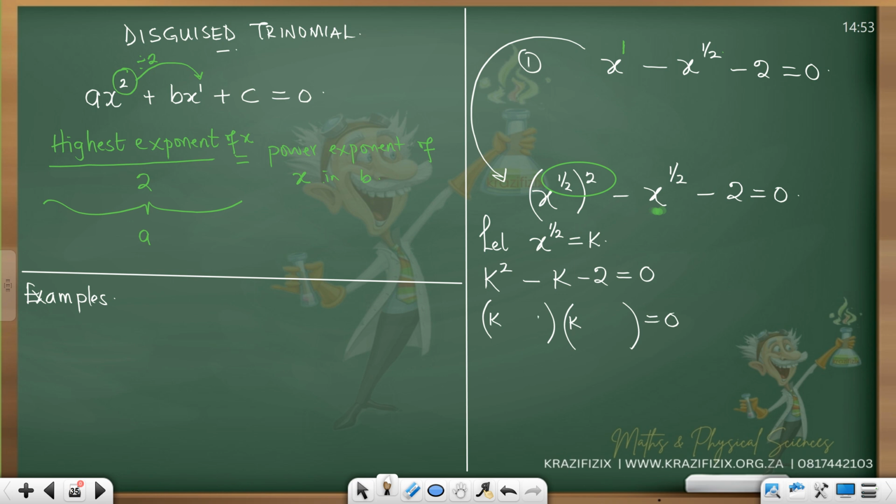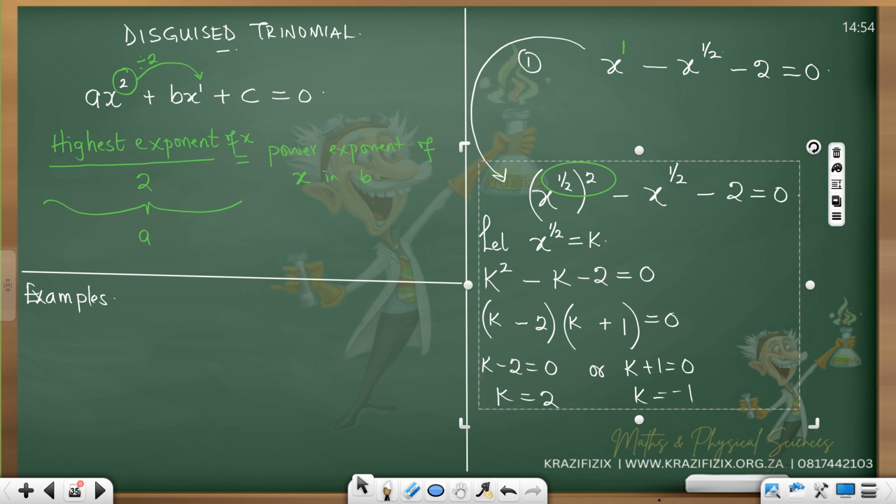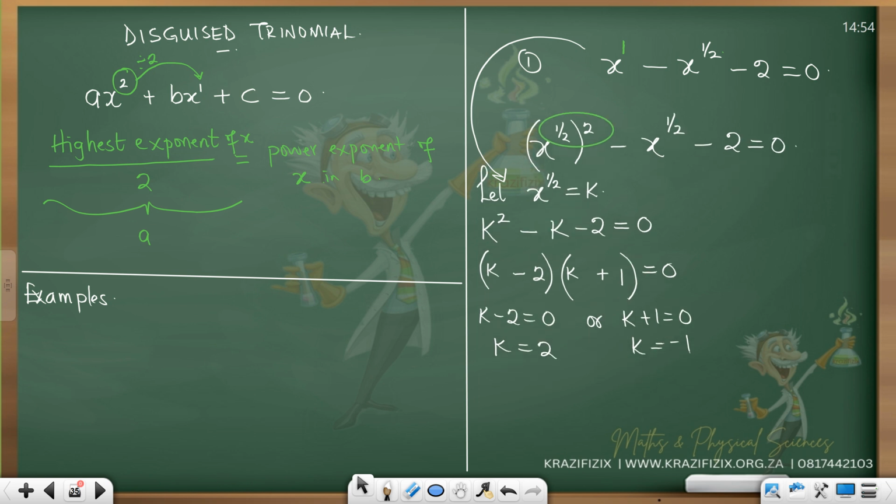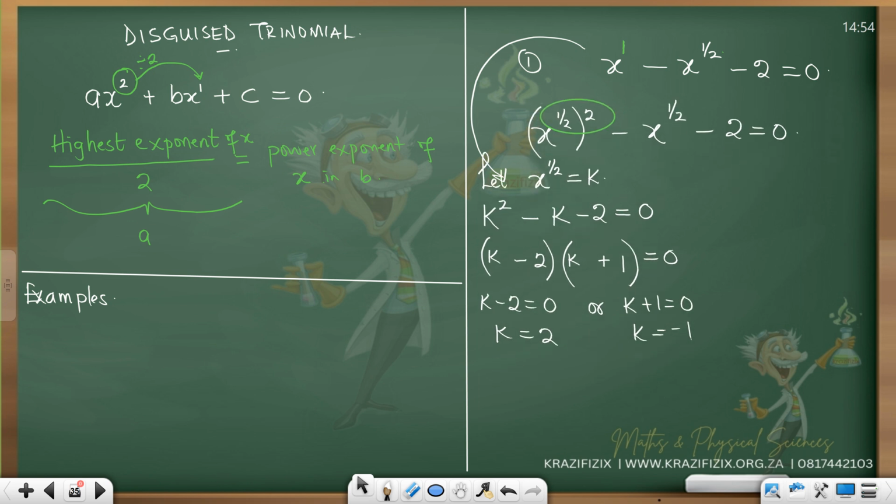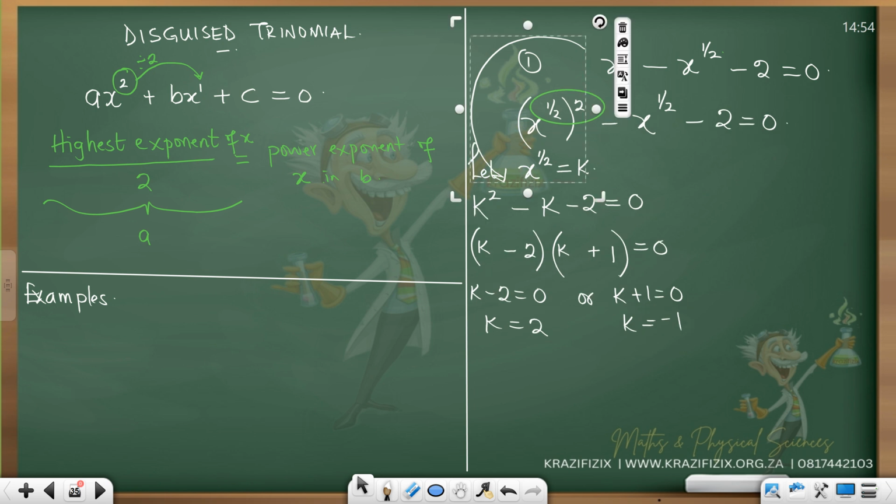k, 2 and 1, minus and plus. So k minus 2 equals 0, k equals 2, or k plus 1 equals 0. But the question never said solve for k. The question says solve for x. What do we then do? The question did not say solve for k. The question was solve for x. But what is k? k is x to the power half. So I'll come back and replace it.